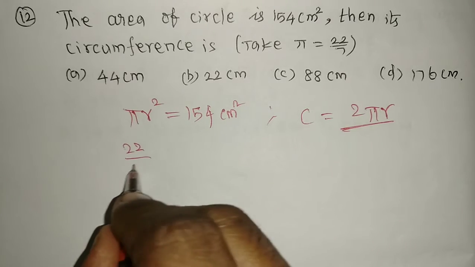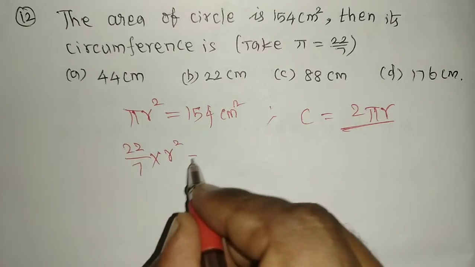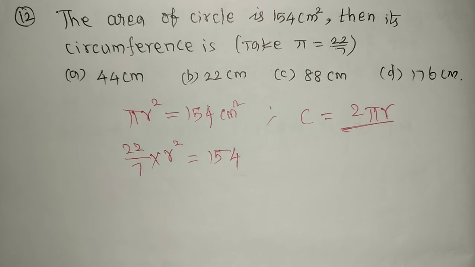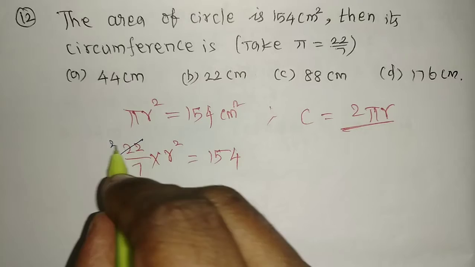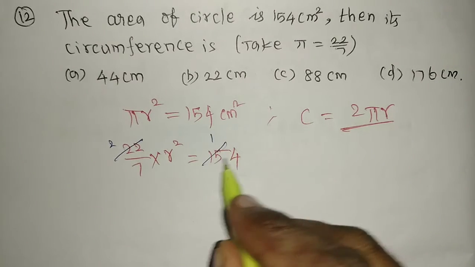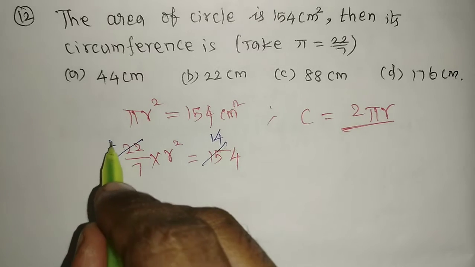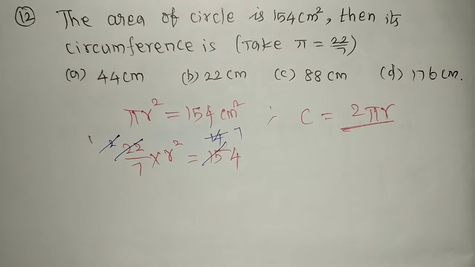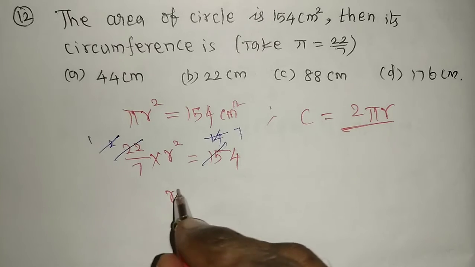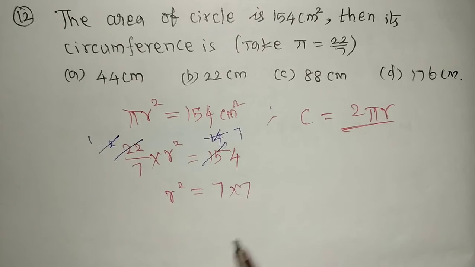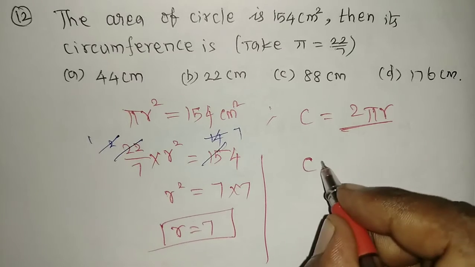So the value of π is 22/7. R² we don't know, that we need to find, and the area is 154. Now we will go for cancelling. 2 elevens are 22, 14 elevens are 154, so it is cancelled. Now 1 two is 2, 7 twos are 14. That's it. Here we have r² equal to 7, and the denominator 7 goes to the opposite side as a multiple. So r² equals 7 into 7, so the r value is 7.